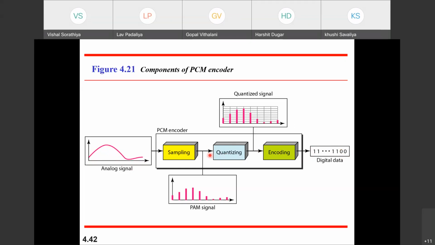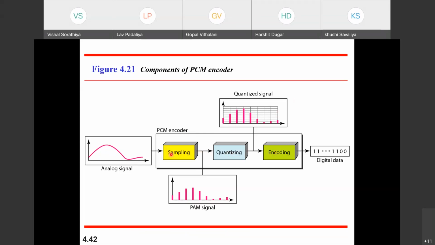Now, as the name analog to digital converter itself says, it will convert an analog signal into a digital signal. And it is going to convert this analog to digital basically in 3 steps. So what are the 3 steps? The 3 steps are sampling, quantizing, and encoding.